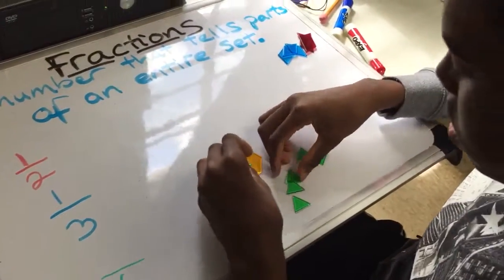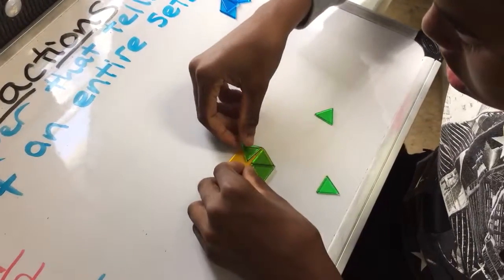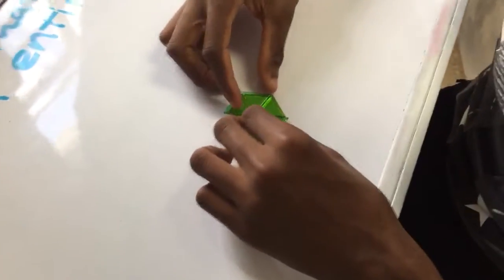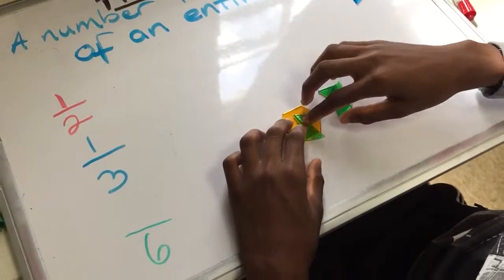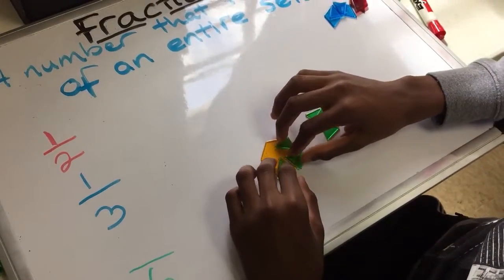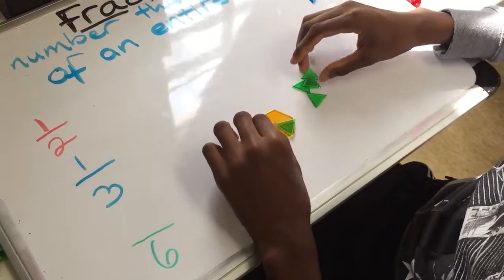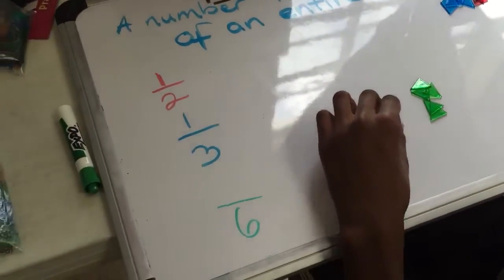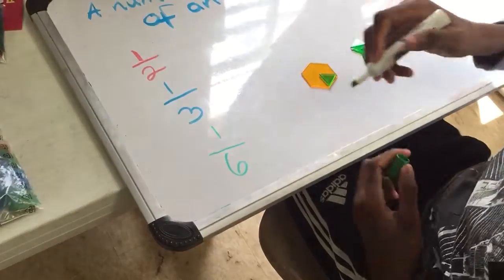Let's make sure. Okay, so your 6 pieces make up one whole. Now I want you to use the pieces that make up 1/6, and then write what that looks like. What does that look like? Write the fraction 1/6. All right, there you go.